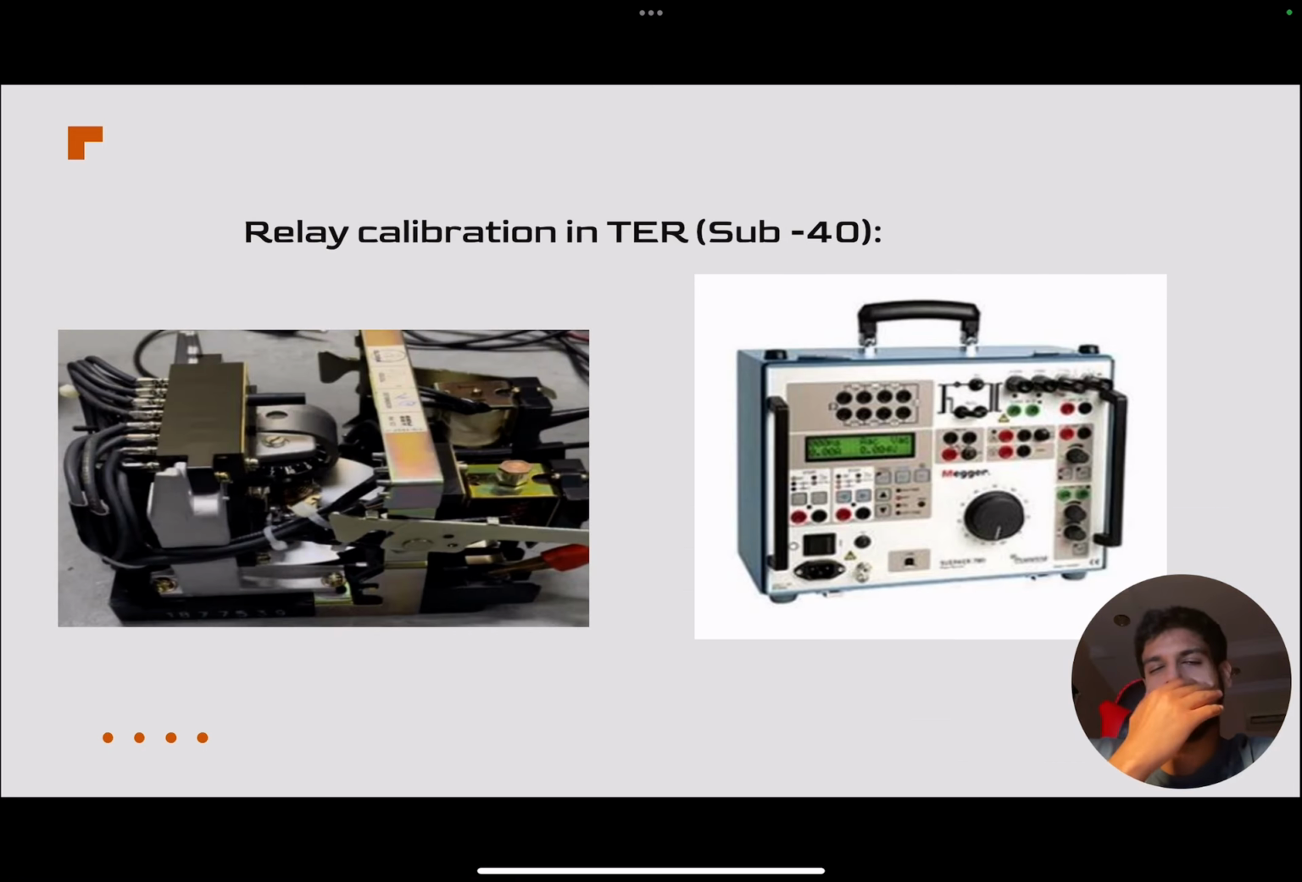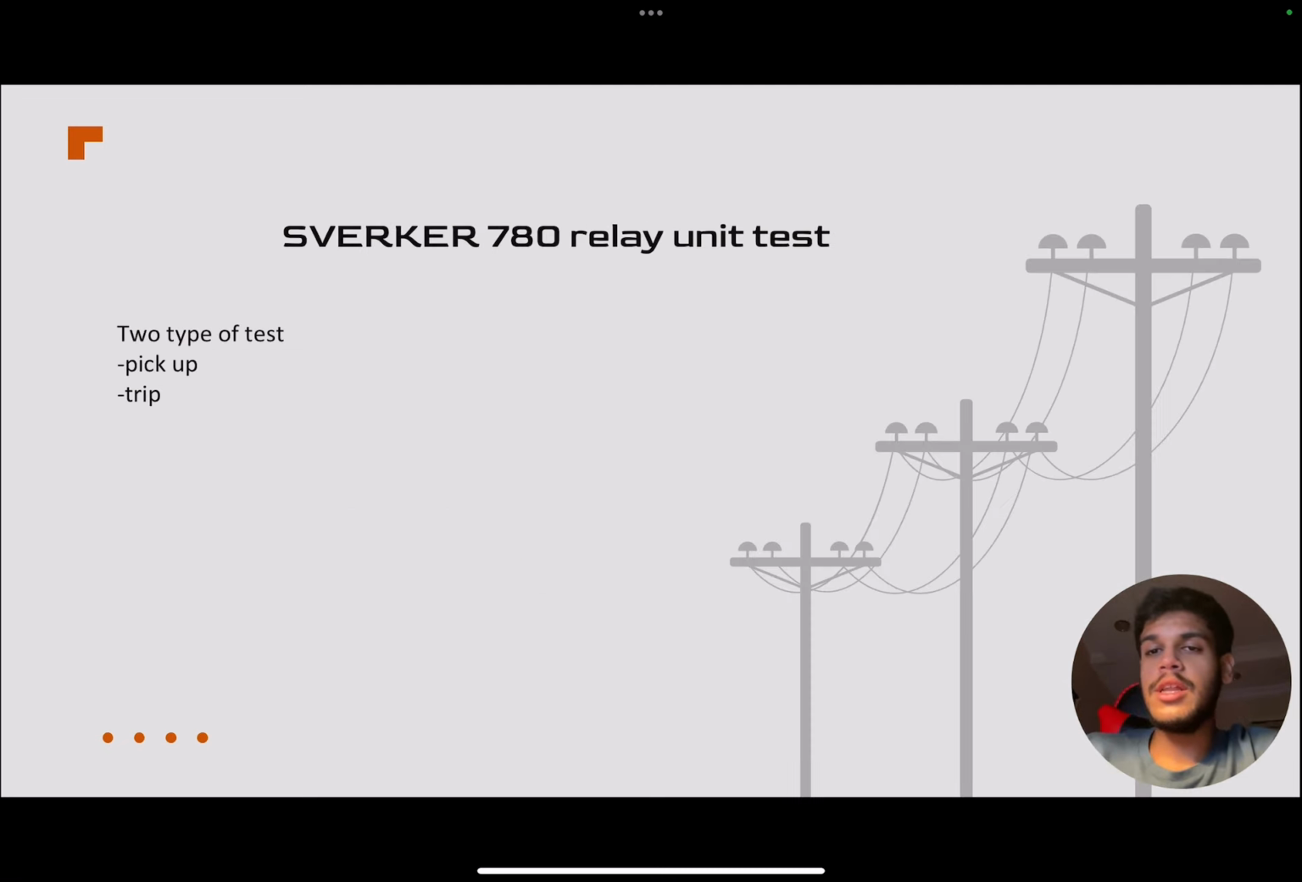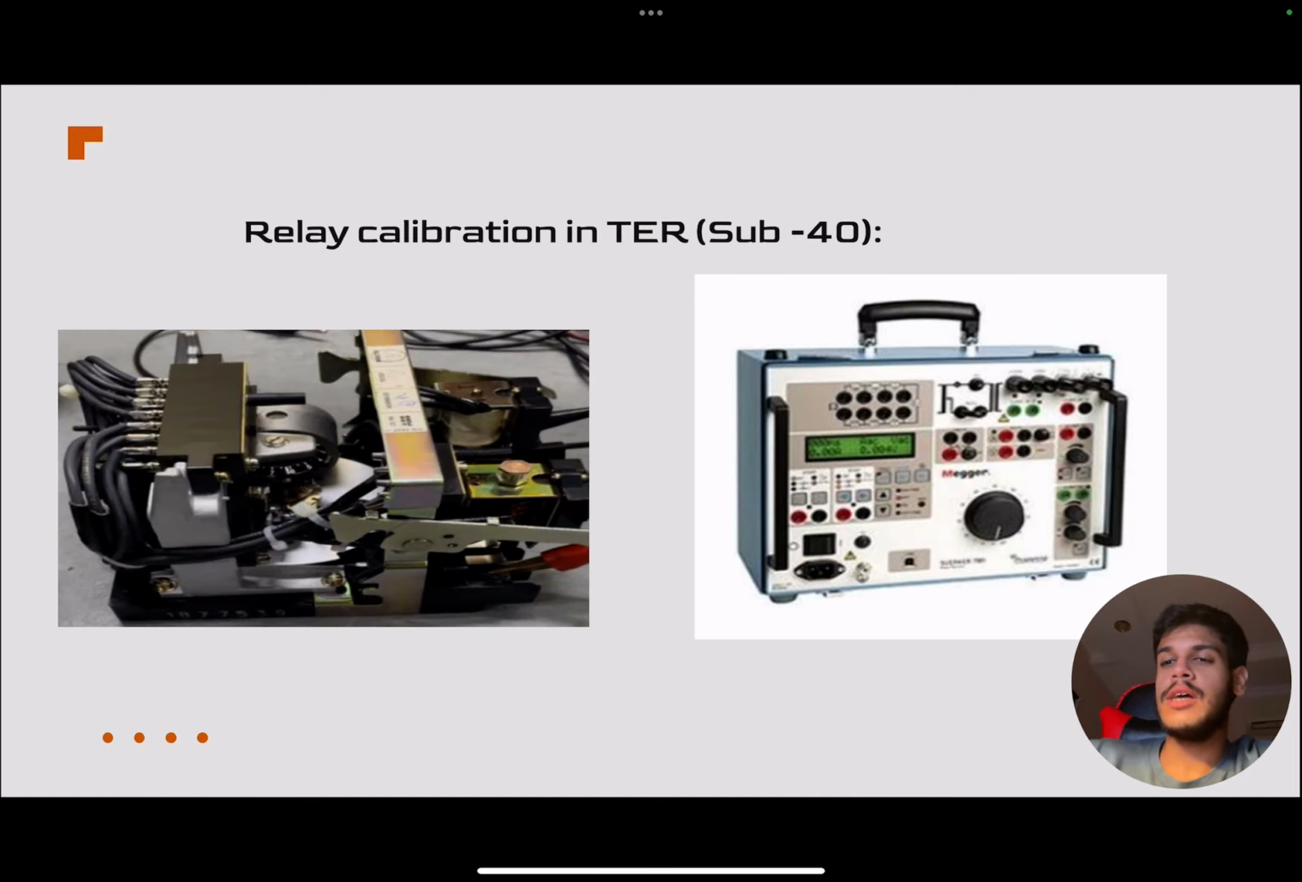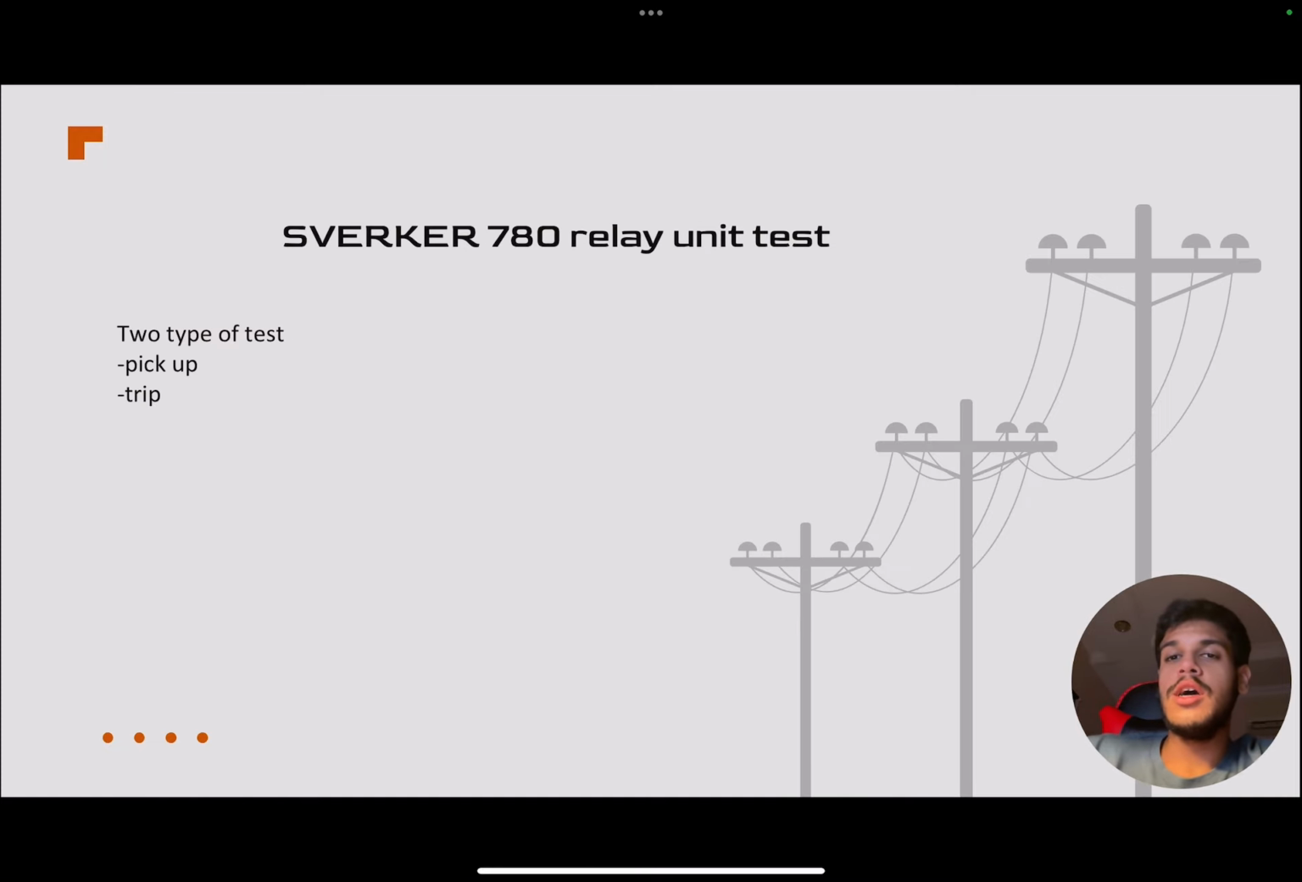Relay calibration. This major task was about relay calibration in terminal sub 40. Our main task was to do the relay calibration for an electromechanical relay. We did it with a device, as you can see here in the picture. It's called the Sevric 780 relay unit test, and it has 2 major tests: the pickup test and the trip test.